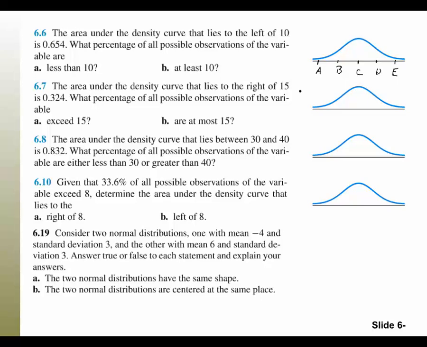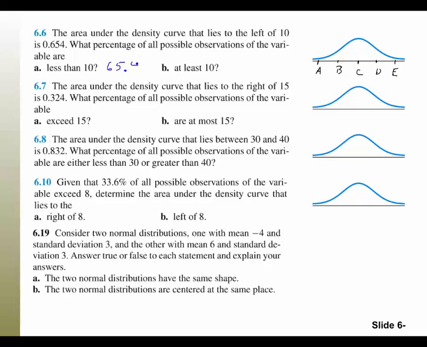Okay. So the question is, if the area to the left of 10 is 0.654, what percentage of all possible observations are less than 10? Selena, what do you think? 0.654. So what percentage? 6.54%? No. How do you get percent? Multiply by 100? Oh, sorry. 65.4. Yeah.